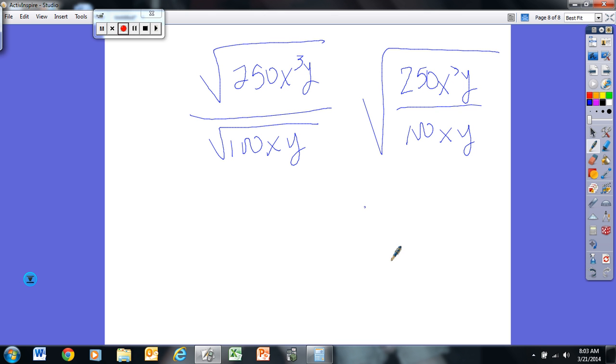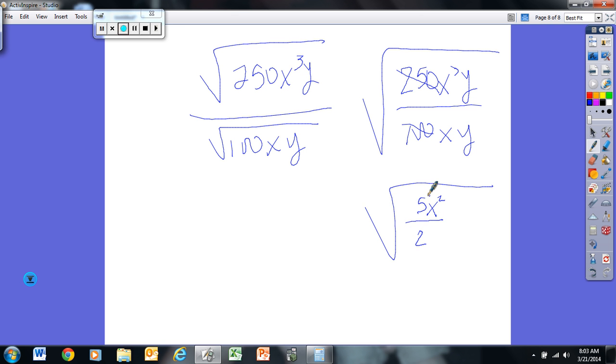So now you can simplify what's inside. 250 divided by 100, well, they both have a common factor of 25. Actually, they have a common factor of 50. 50 goes into 250 5 times. 50 goes into 100 2 times. X cubed divided by x is x squared, and the y's cancel out.